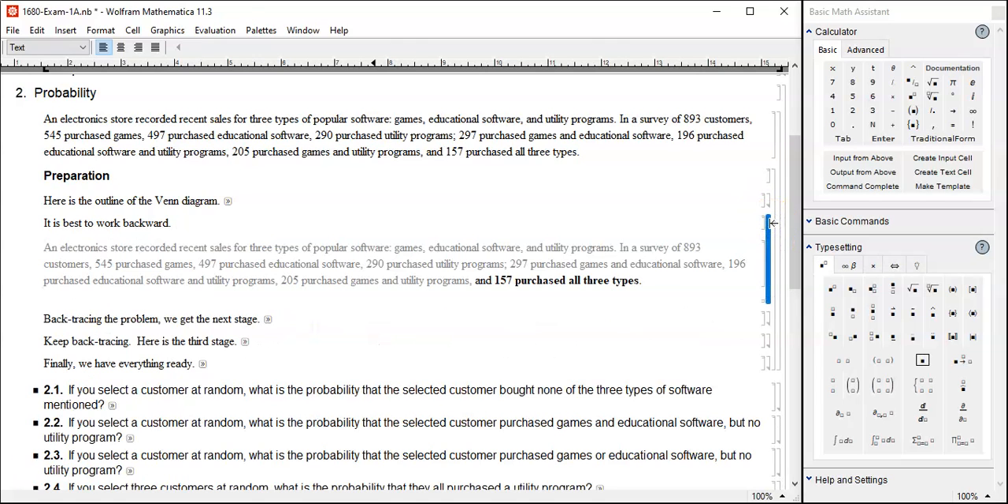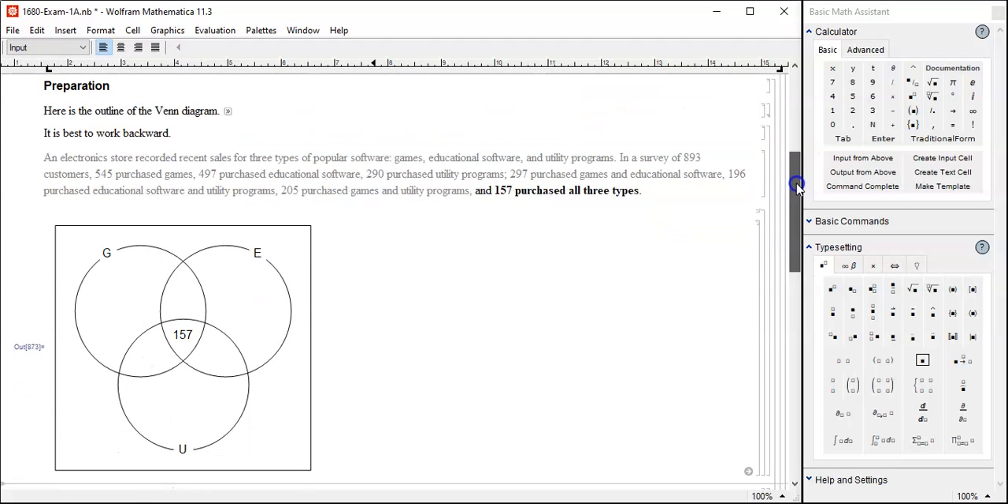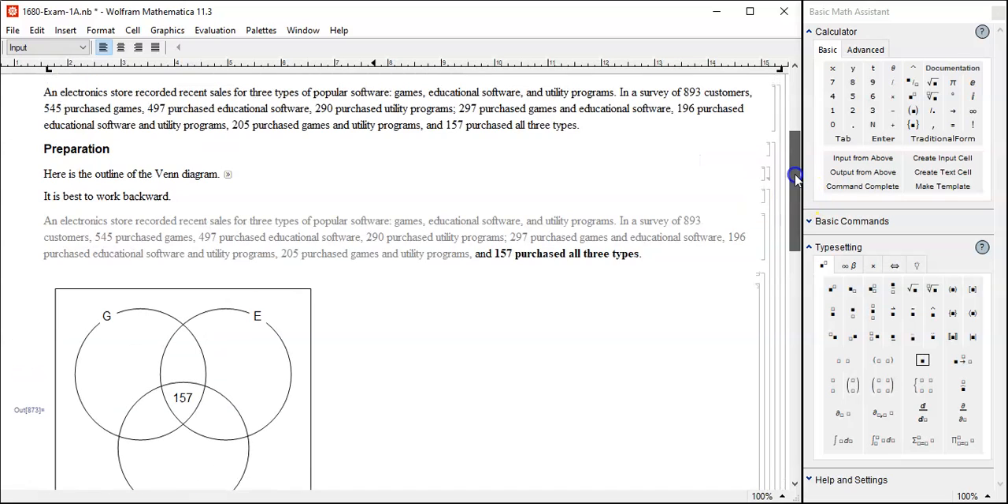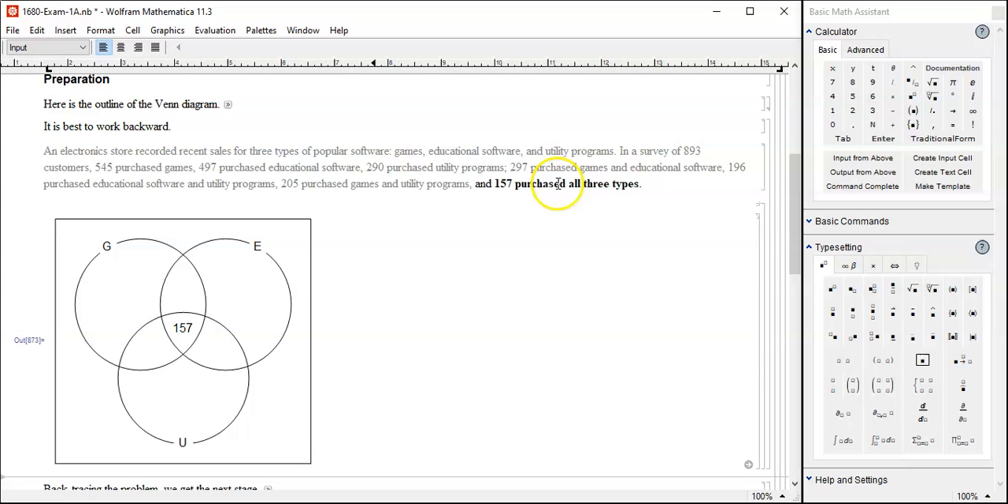Okay, it's best to work backward, and here we go. I don't have to go through this entire problem. It's reproduced over here. 157 purchased all 3 types, so 157 goes there. Is that clear?